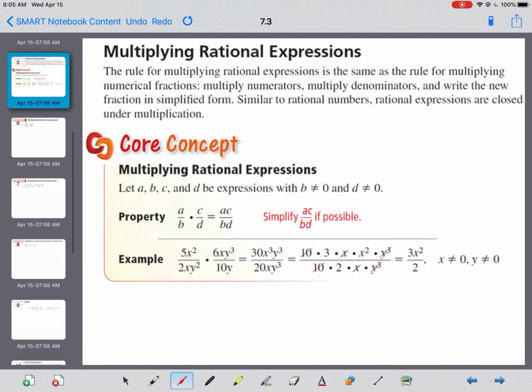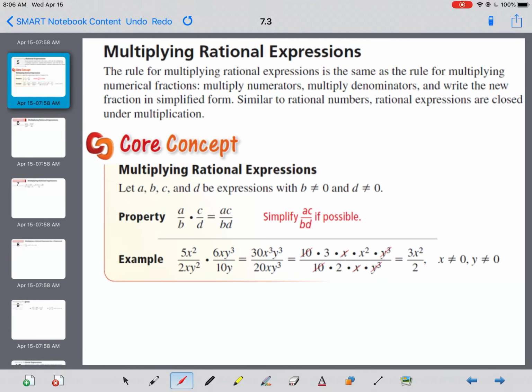That's simplifying rational expressions. Now let's look at multiplying. The rule for multiplying rational expressions is the same as the rule for multiplying numerical fractions. Multiply the numerators, multiply the denominators. Do not cross. This is not cross multiply. This is straight multiply. You can cross reduce, but you don't cross multiply unless there's an equal sign to cross. So we just go straight. Numerator times numerator, denominator times denominator. Write the new fraction in simplified form.